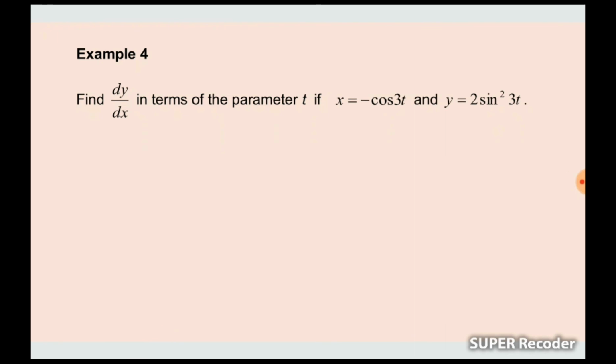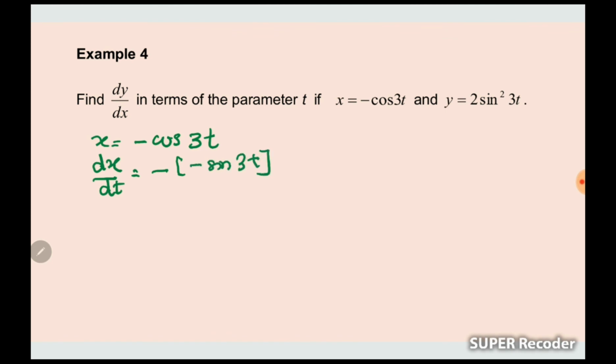Example 4. Find dy/dx in terms of parameter t if x equals negative cos 3t and y equals 2 sin squared 3t. So given x equals negative cos 3t. Differentiate x with respect to t, dx/dt is equal to negative. Differentiate cos, the answer is negative sine. So that is negative sine 3t, then differentiate 3t, the answer is 3. So to simplify, you will get 3 sin 3t.